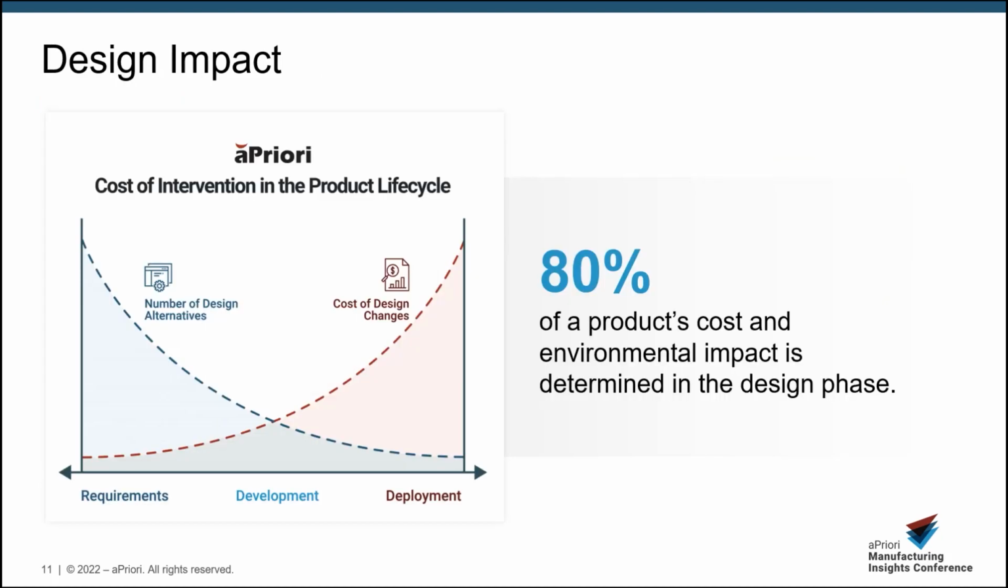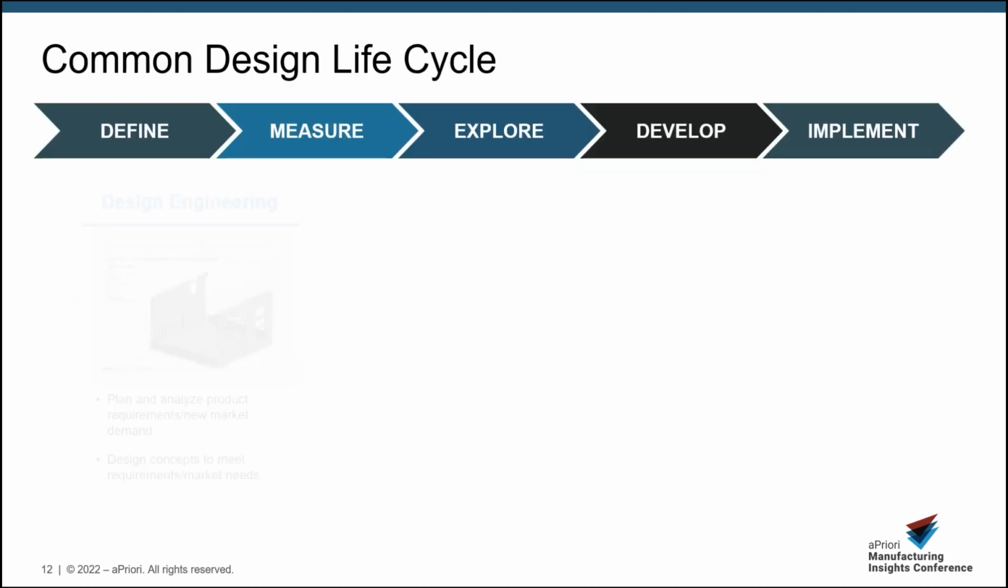Studies have shown that 80% of a product's cost and environmental impact is determined in the design phase. Once a product passes through design, it becomes more difficult and more expensive to implement changes. So we want to see a lot of design iterations early in the product development. Let's take a look at a typical design lifecycle to see how this traditionally plays out.